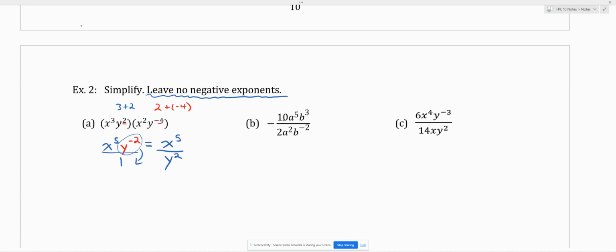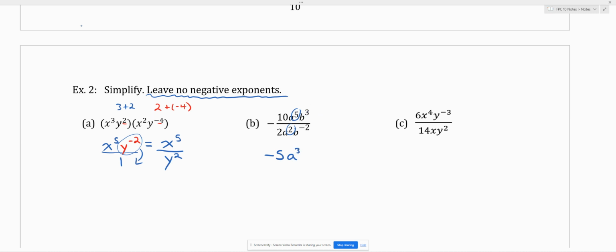Moving on over here, we have a negative 10 over 2. We have some a's and some b's, so we're going to be using our quotient law here in division. So let's see, how do we want to do this? Well, first, let's deal with this negative 10 over 2. 10 divided by 2 is 5, and because of the negative, we're going to have a negative 5 out in front. And now let's deal with this a to the 5 and a to the 2. So we're going to subtract those exponents. So a to the 5 minus 2 is 3.